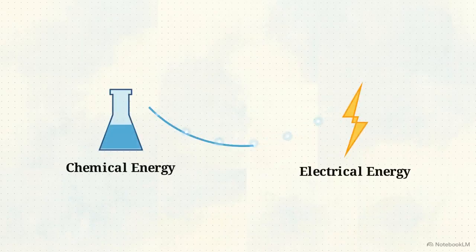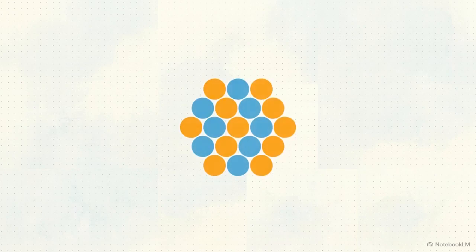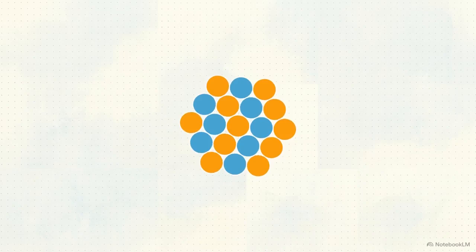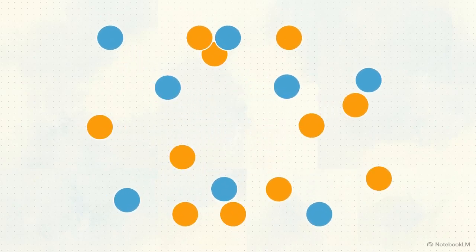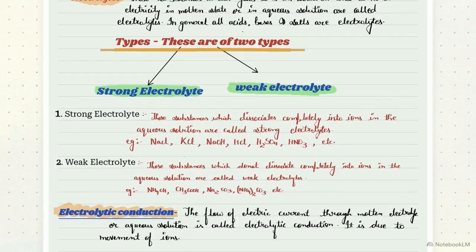This dynamic, where chemical energy converts into electrical energy and vice versa, is the focus of a scientific field called electrochemistry. To make electricity flow through a liquid, you need specific agents called electrolytes. When these substances dissolve in water, they snap apart into distinct positively and negatively charged particles known as ions. This source document categorizes these electrolytes based on their strength. Strong electrolytes, like table salt, completely dissociate in water to provide many ion carriers. Weak electrolytes, like vinegar, only partially dissociate, which results in a much lower concentration of carriers.